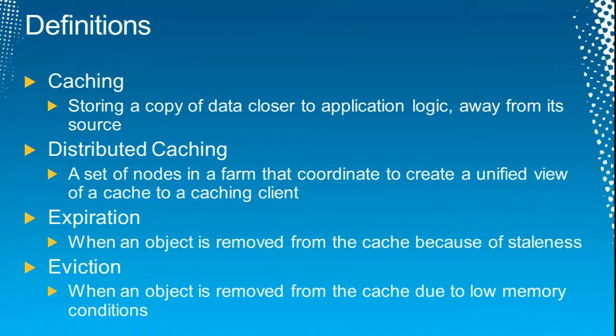The idea is to take commodity hardware. Obviously, you want as much RAM as possible. Take that hardware and put it together and essentially create this distributed caching tier.